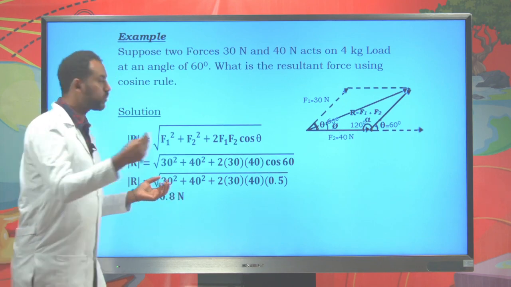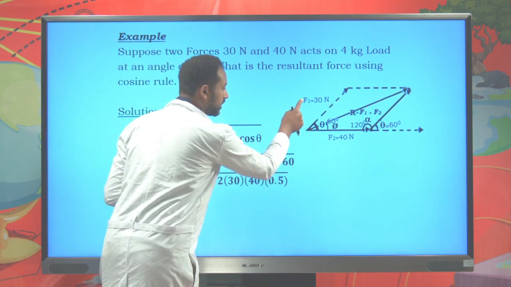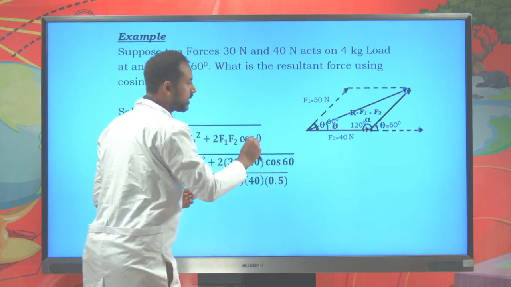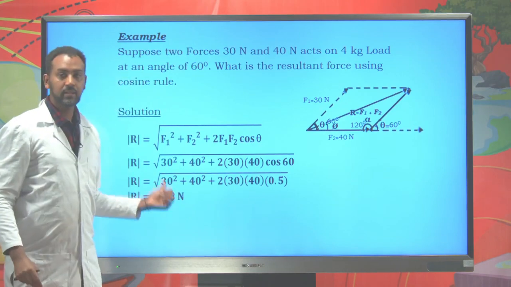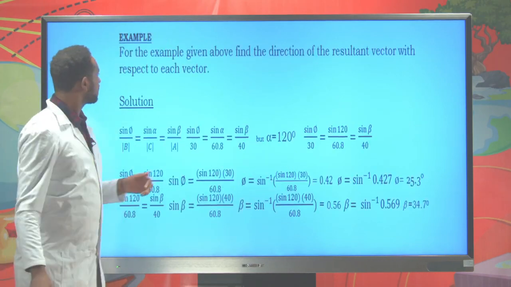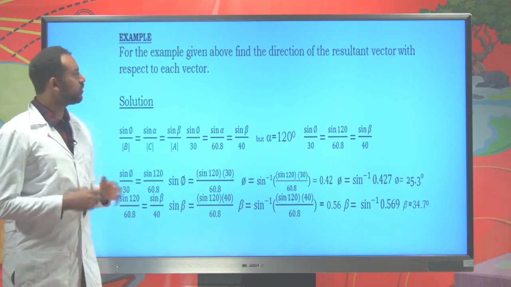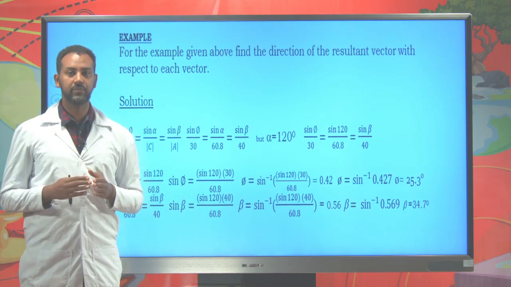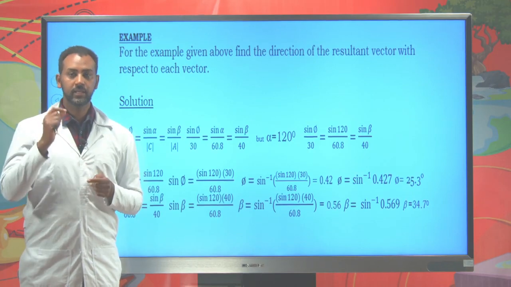This is the net force which is acting on the object. 30 Newton is acting in this direction and 40 Newton is acting in this direction. So the resultant force becomes 60.8 Newton. Let's proceed. And how do we determine the angle? Previously, we have said that the angle of the resultant vector can be determined using the sine law.